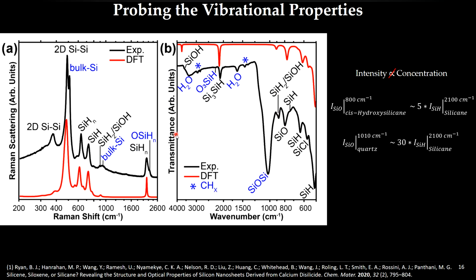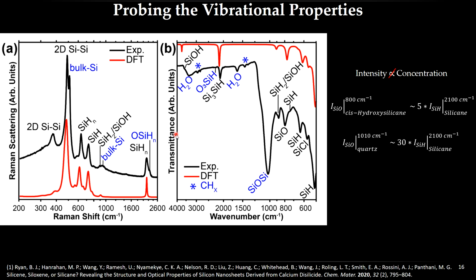And an interesting thing that we found was that the intensity of these peaks is not proportional to concentration. I know it can be easy to think that because something has a more intense feature, it is in higher concentration, but our DFT results demonstrate otherwise. Specifically, we found that the SiOSi features were about 30 times greater in intensity than the SiH features for the same concentration.